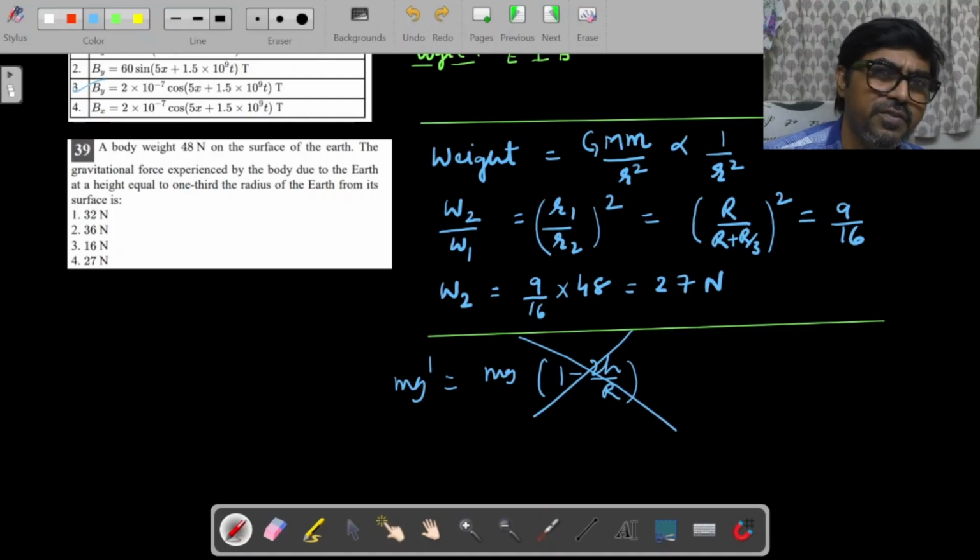Gravitational force is G m1 m2 by r square. From there you need to start. First principle. Elon Musk always talks about starting from first principle only. Anything you solve. Okay, weight equal to G capital M small m by r square, proportional to 1 by r square.